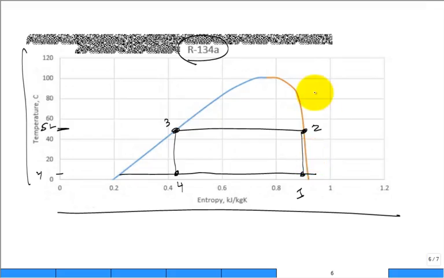You could tell that it's not as symmetric on a TS diagram. It's skewed over such that the quality at 1 was very high. What was it, 97 or 98%? And yet the quality at 4 was around 32%. Make sense?